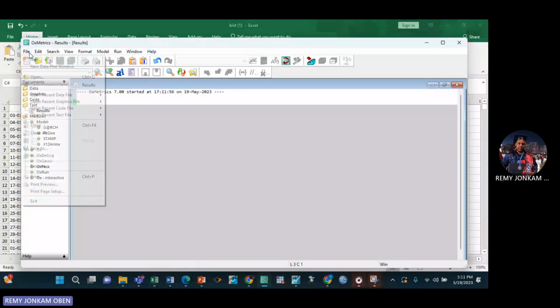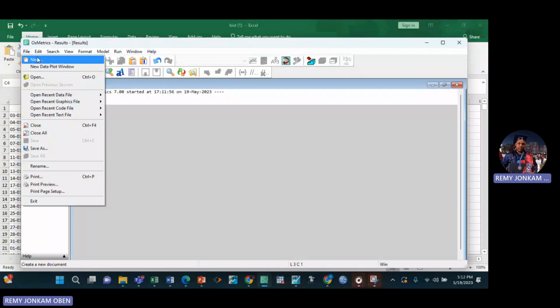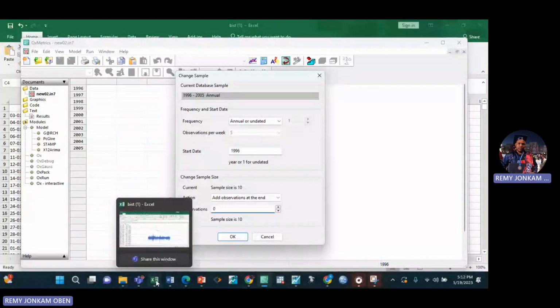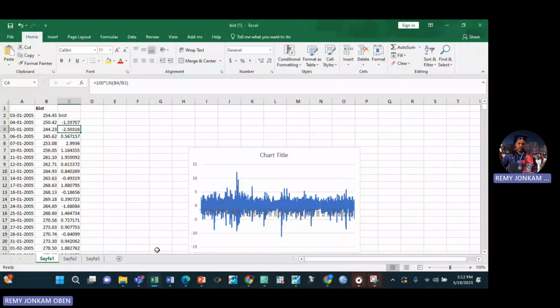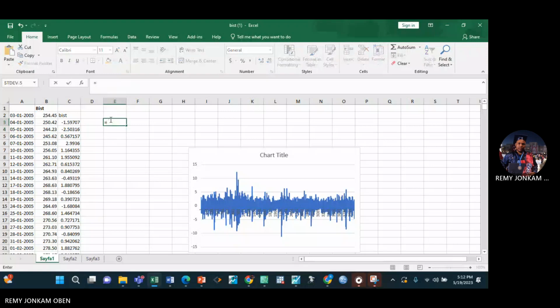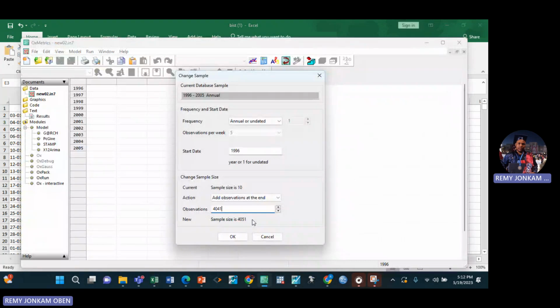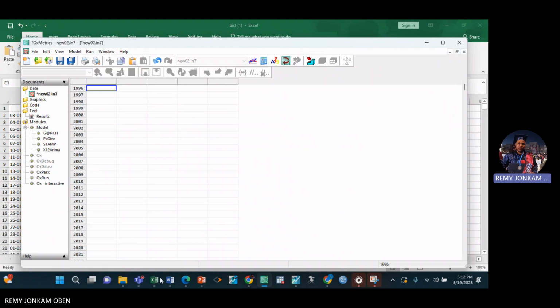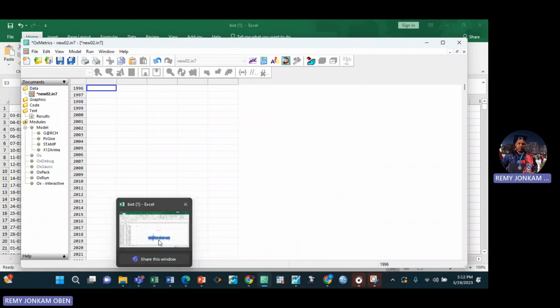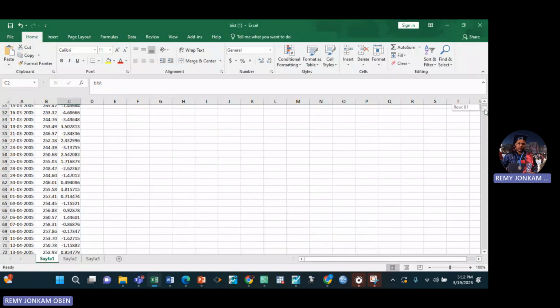So I'll come to File, New. Again, don't change anything here. Just write the number of observations. So I'm going to check how many observations I have. I have 4,041 observations. So I'll directly copy my data from Excel and paste on Oxmetrics, I hope with the title, please.